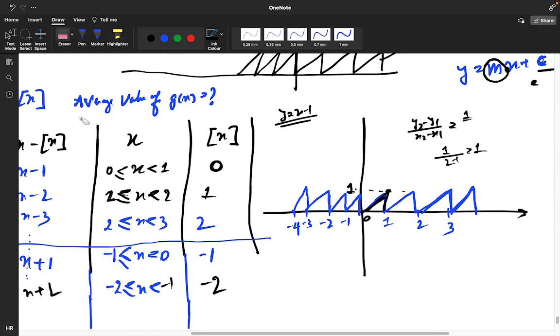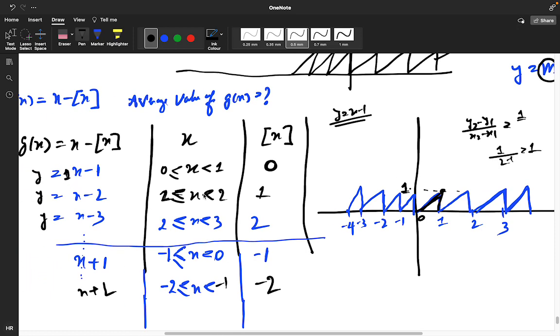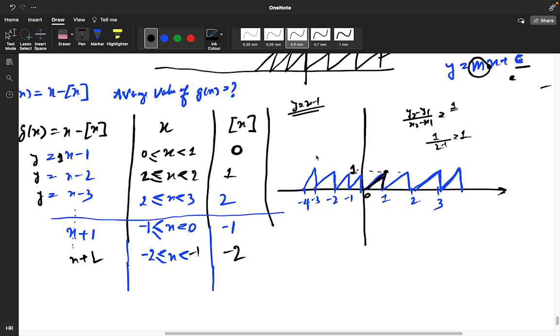Okay, what about this minus 1 part? So minus 1 part is your intercept. This is minus 1 intercept, this is minus 2 intercept, this is minus 3 intercept. So you are getting the equations like this.